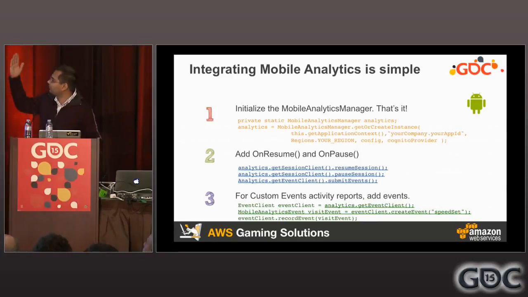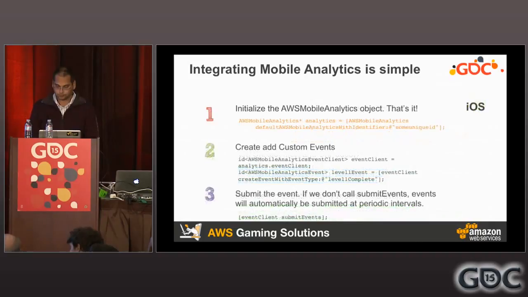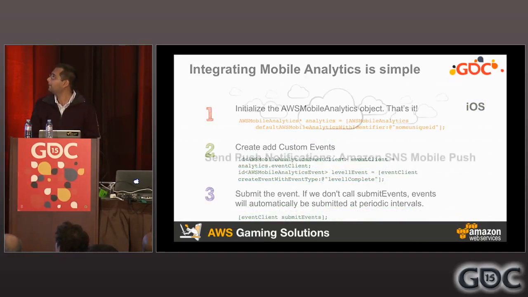And so, same sample code. The thing that is of interest here is for custom events, you create a specific mobile analytics event, and then you provide the value, and then you start recording that event. And so you can just create multiple event types and start sending that data over to the AWS Mobile Analytics through the SDKs. There's some sample code for iOS as well.